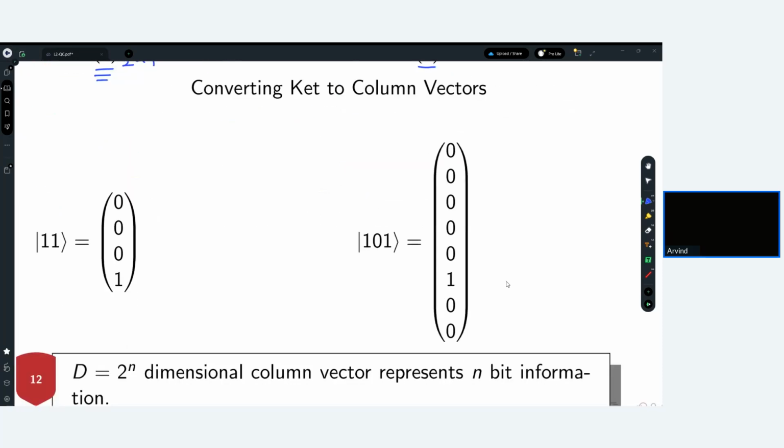It is not necessary that a quantum state is always a 0 and 1. This is another quantum state. We are going to read it as Ket 1 1, and its column vector representation will have the 1 at the third position if we count the number of rows from 0.